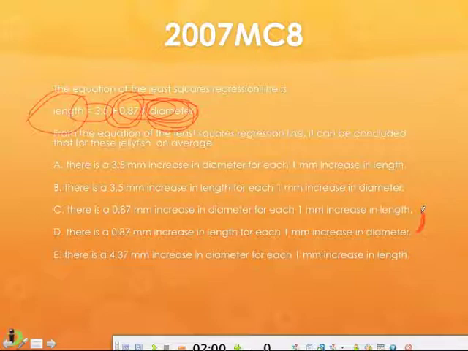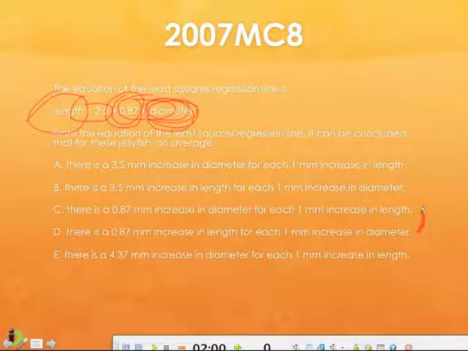Now we deal with the 3.5. Do we need to deal with the 3.5? No. Why not? Because there's nothing about 3.5. They've put answers in A and B about 3.5, but we know that the increase is 0.87. Now we've got to talk about what the increase is in. Is there a 0.87 millimetre increase in diameter for every millimetre of length we add, or is there a 0.87 millimetre increase in length for every millimetre of diameter we add?